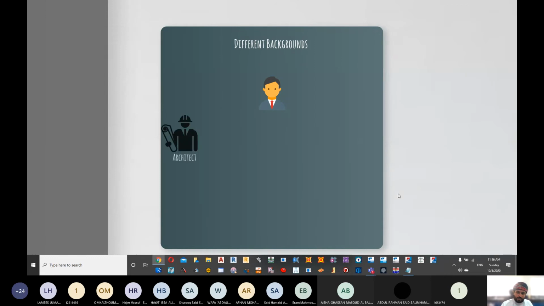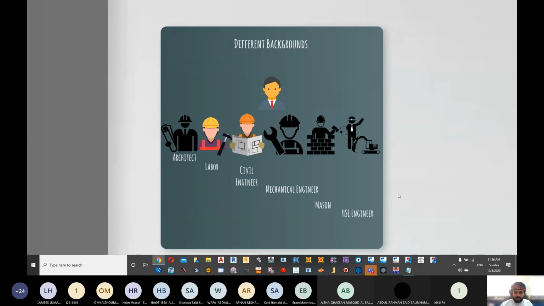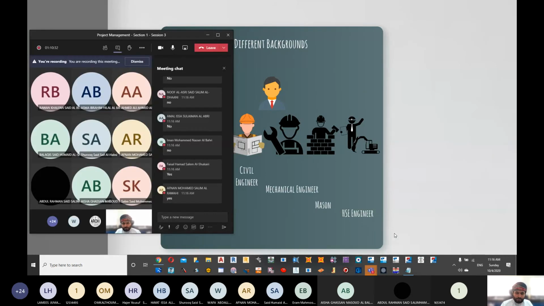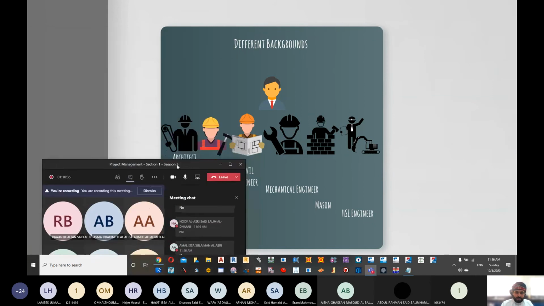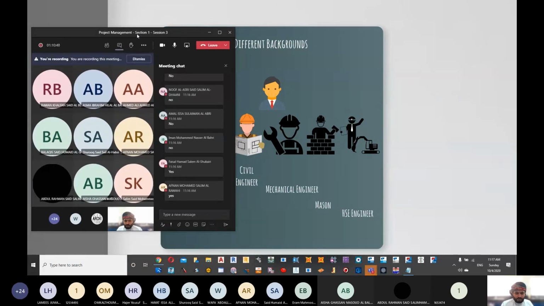Okay, so I'll give you an example and then hopefully it will be clearer. So let's say in my team, I had an architect, I had a labor, I had a civil engineer, I had a mechanical engineer, a mason who was doing the blocks, we call it the mason, and then we have an HSE engineer. Okay, and for example, I was a civil engineer. Once again, as a project manager, I was a civil engineer. Eventually, who will decide when it comes to the final decision in this project? Okay, let's say technical decision. Who will decide?